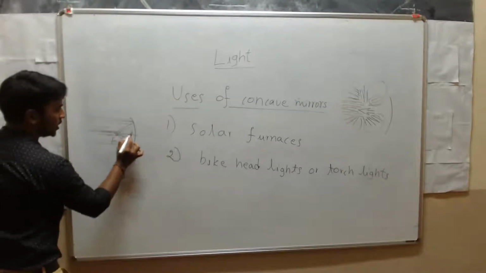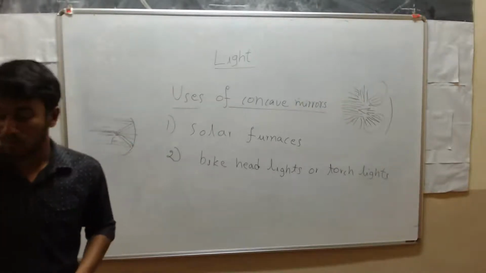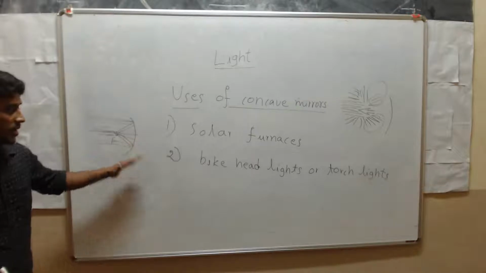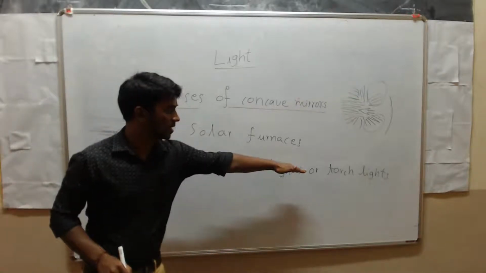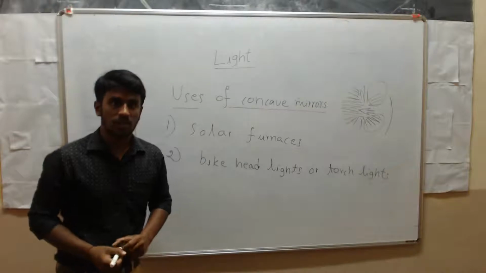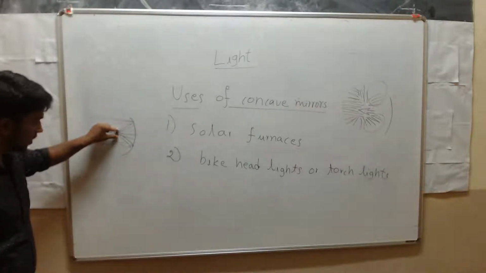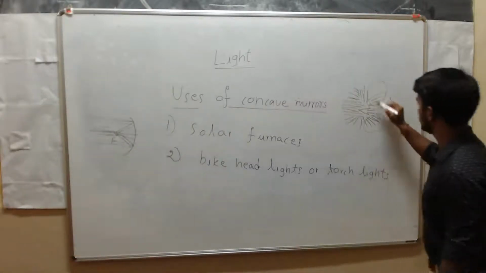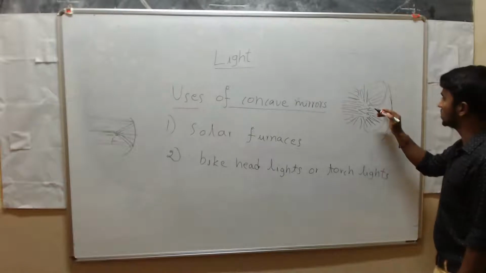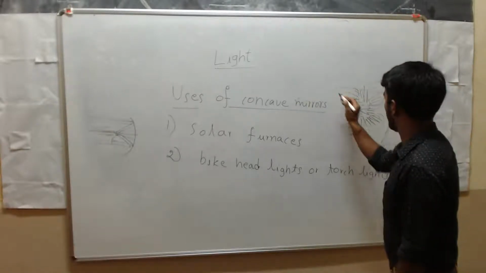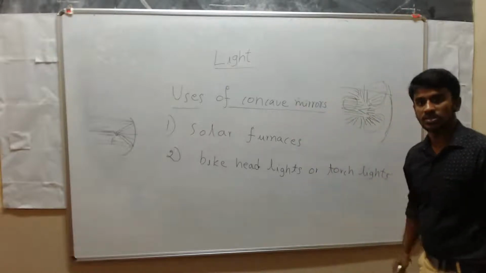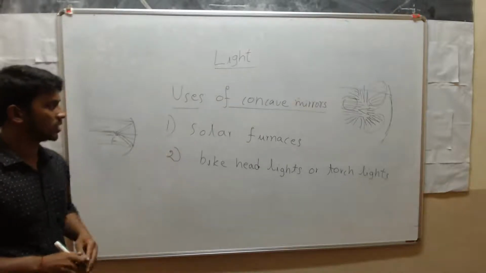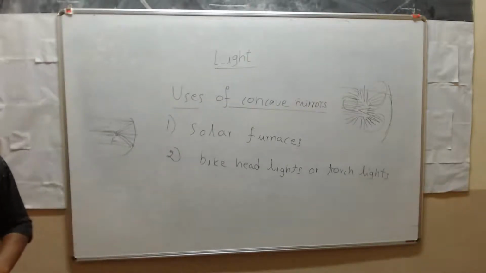So here, to get a powerful parallel beam of light, we use concave mirrors in bike headlights and torch lights. Why? Because here we keep the bulb at the principal focus. Then these rays, without being wasted, will strike the concave mirror here. After reflection, they will be parallel to the principal axis. So then we can get a parallel beam of light. That's why we use concave mirrors in bike headlights or torch lights.